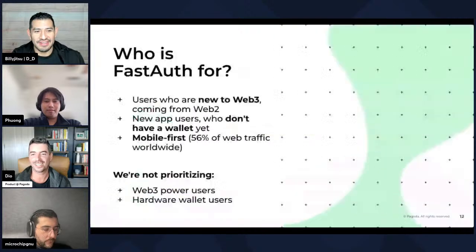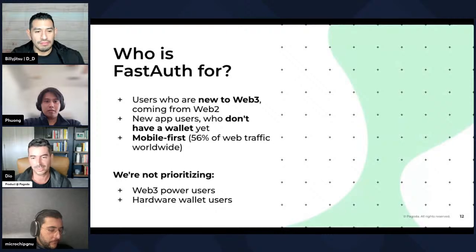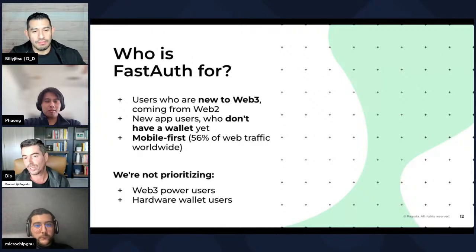So just to wrap up the FastAuth part, the last thing I wanted to leave you with is who are we building for? I think that's a really important question when you're starting a new company or a new app. You need to make conscious decisions. You cannot just build something for everyone because that doesn't work. And so we're focusing on users that are new to Web3, coming from Web2. They're new app users, so they don't have a wallet yet. It's not like they have a MetaMask and we're asking them to create something else, or they have a Near wallet and we're asking them to create something else.